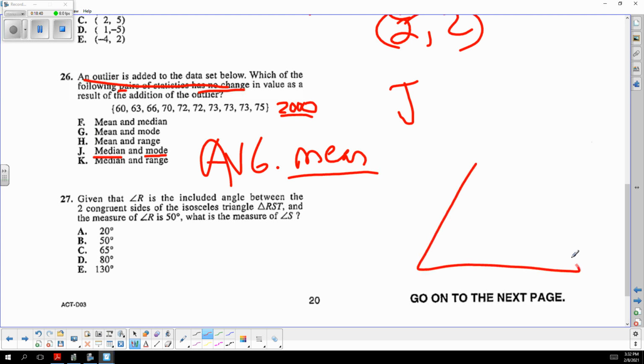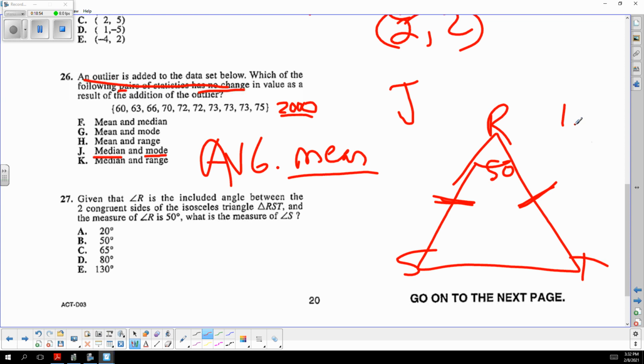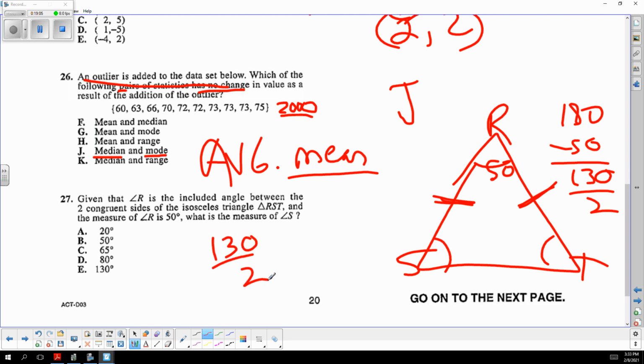27 got me for a second. It's triangle RST, and R is the included angle between the two sides. So R is the weirdo. R is 50. 180 minus 50 is 130. And these two guys are 130 over 2. So the answer is 130 divided by 2, which is 65. Watch how they say included. Included meant the vertex. I had it wrong when I first drew it.